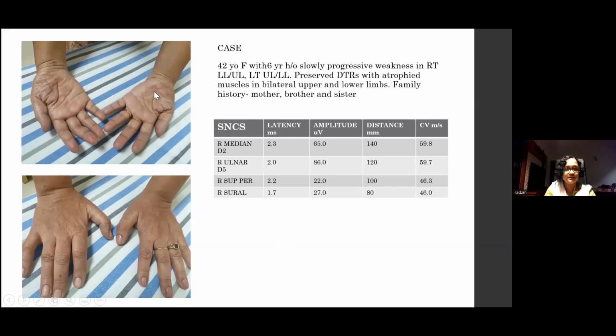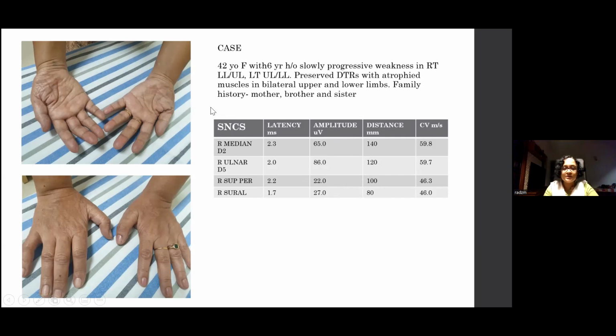You can see atrophy in the muscles in the hands, both the dorsum as well as the palmar regions, quite a lot of atrophy. But interestingly, deep tendon reflexes are preserved. So there are signs that this could be upper motor neuron signs, as well as lower motor neuron signs of atrophy. The sensory nerve conduction studies are normal, so completely normal median SNAP, ulnar SNAP, superficial peroneal, and sural SNAP.